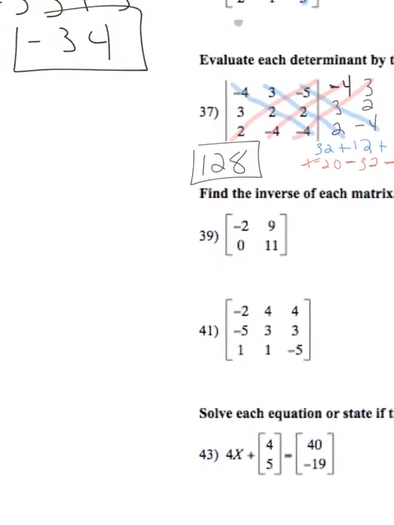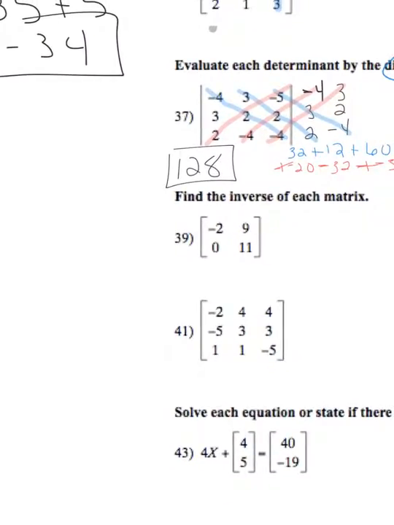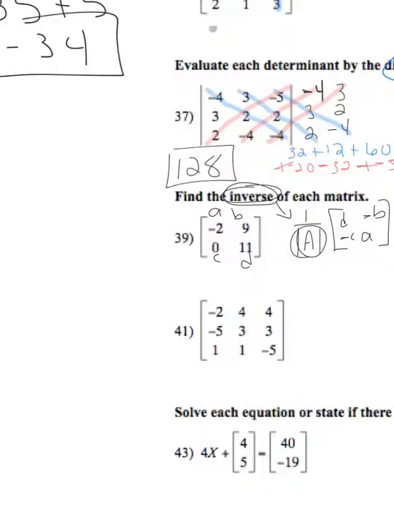Okay, 39, we want the inverse now of a matrix. So the inverse of a 2 by 2 is 1 over the determinant. And then, remember, this is A, B, C, and D. Well, D and A change places, and then B and C get negated. Okay, so first we need this part. We need the determinant part.